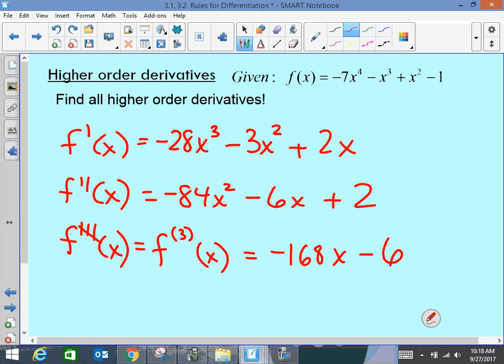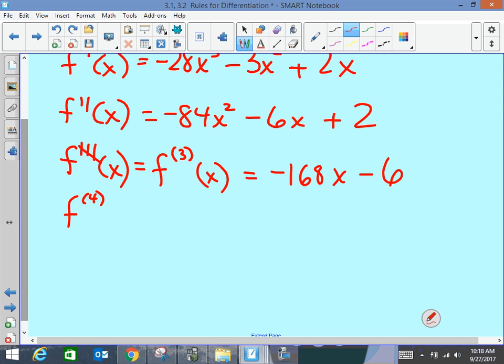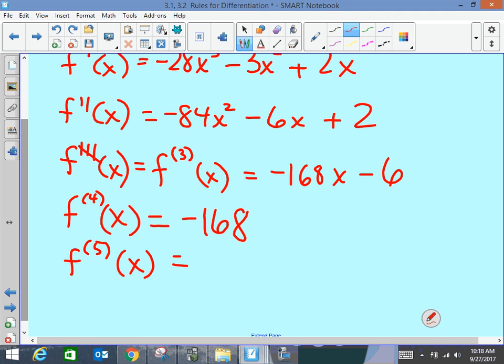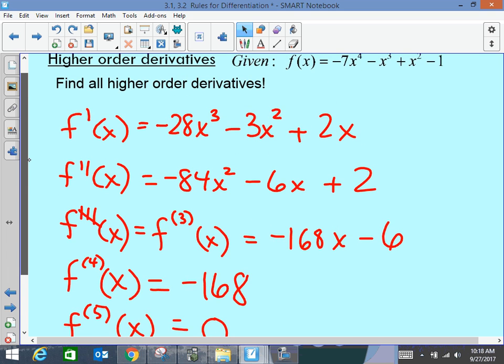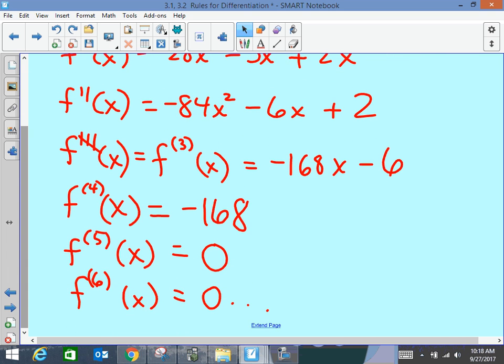Very good. All right, and definitely after the third, we're not going to do all those tick marks. All right, fourth derivative. Lindsay? -160. Good. Fifth. 0. Sixth. Okay, and so on. This one will be all 0. So that's why it says to find all of them, because eventually they'll be all 0, because 0 is a constant, derivative of a constant is 0.